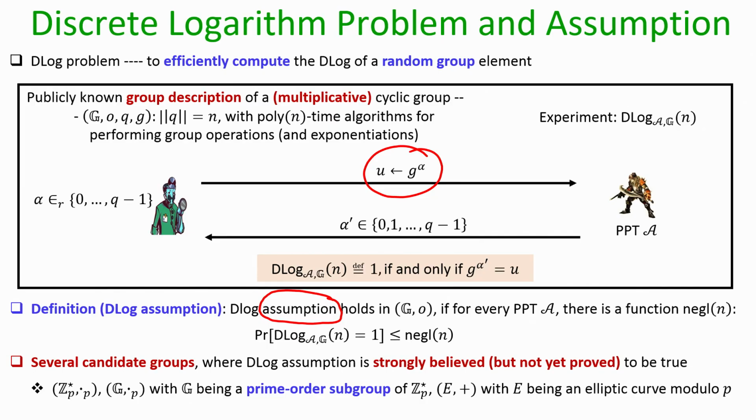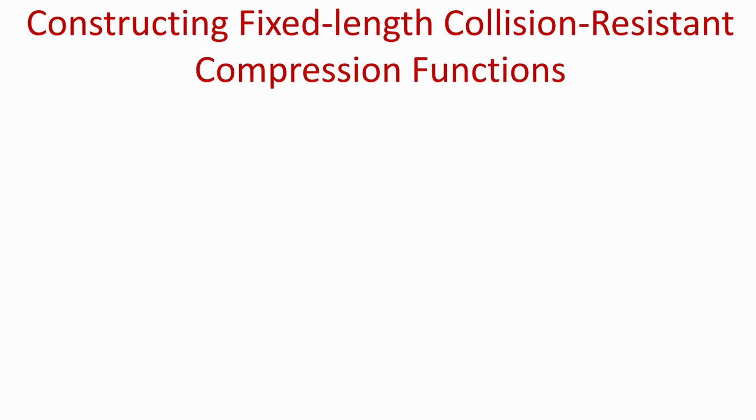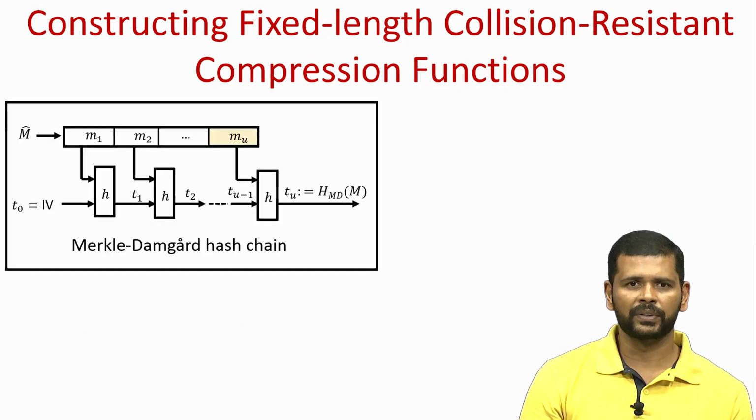And now we know at least two candidate groups where the D-log problem is believed to be hard, namely we can use the group Zp star with the underlying operation being multiplication modulo p, or we can take a prime order subgroup of Zp star, or we can take the group based on the points on elliptic curves modulo p with the underlying operation being addition. We will assume a multiplicative group, but the steps of these cryptographic primitives can be simply modified for a cyclic group where the underlying operation is addition.